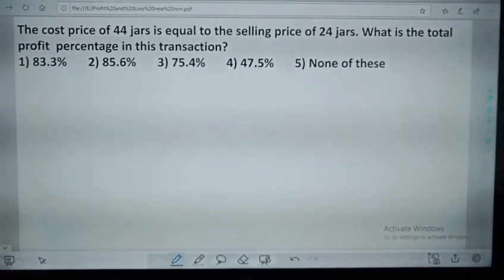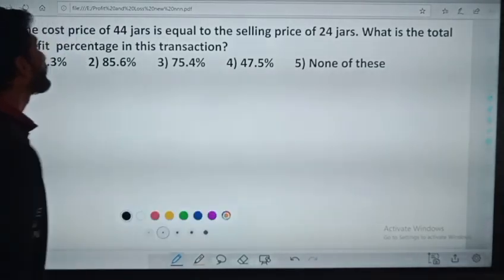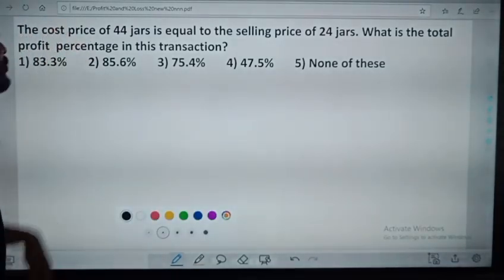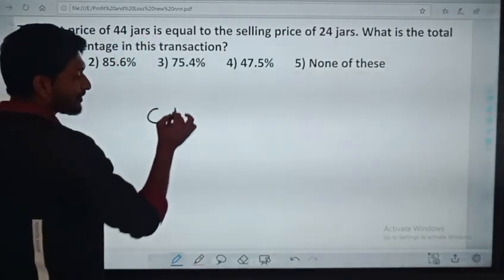The cost price of 44 jars is equal to the selling price of 24 jars. What is the total profit percent in this transaction? Now here we know the cost price of 44 jars. Cost price means CP.